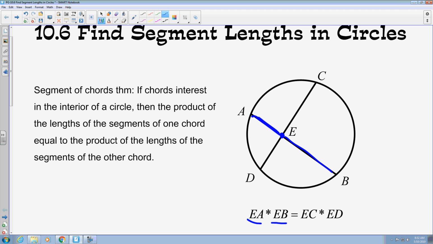Then that's going to be equal to EC, which is right here, times ED, which is right there. Again, it's the same line segment. You're just trying to figure out what those values are from the point that it hits the circle to the point of intersection between those two chords.